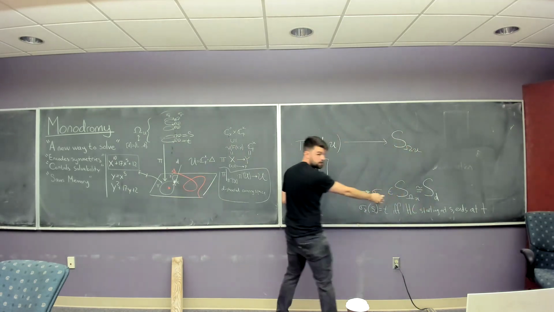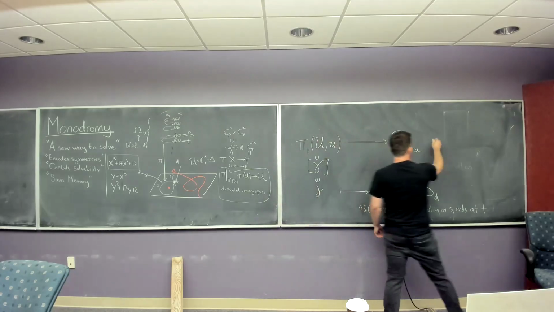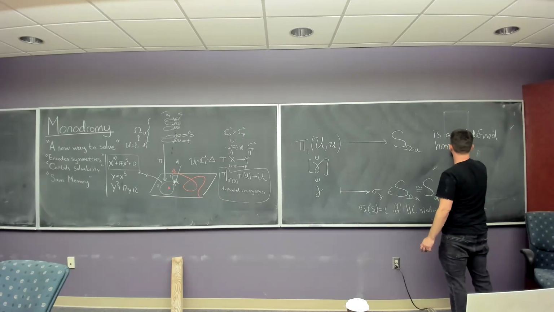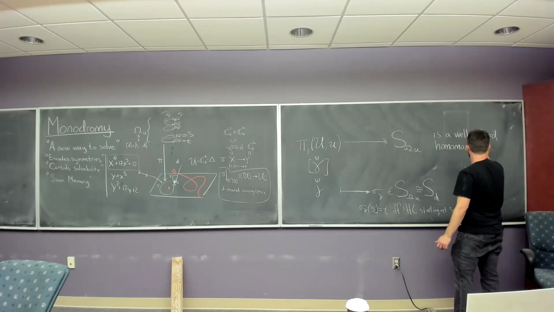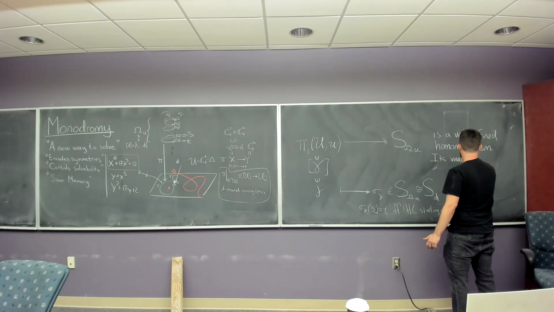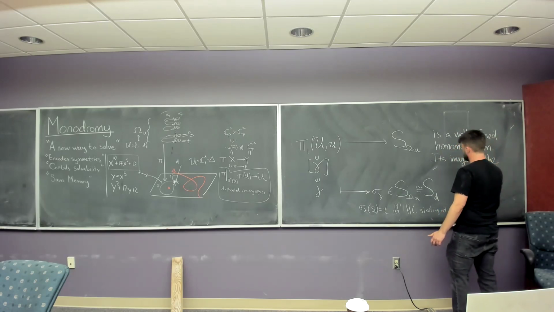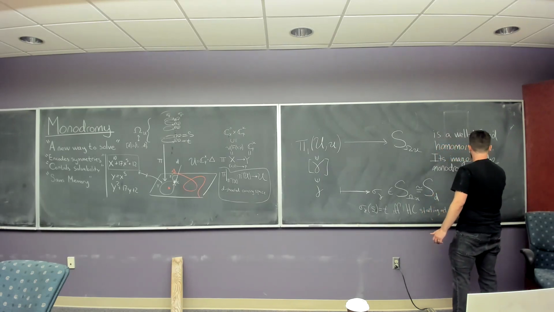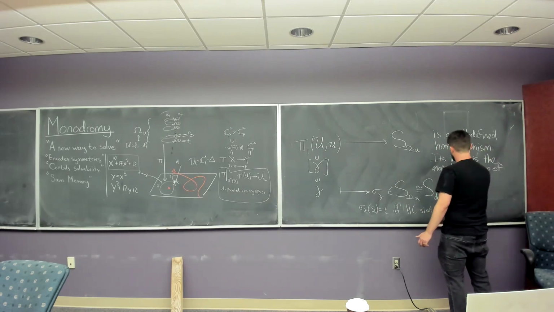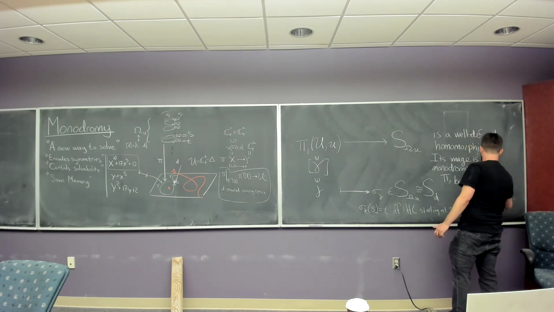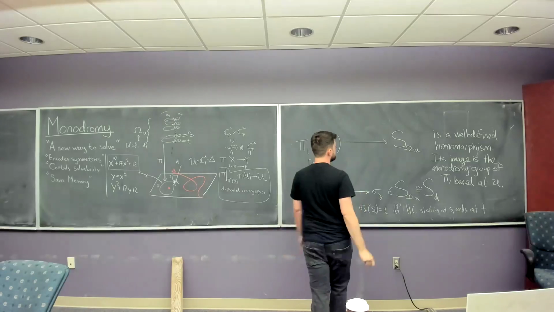So this is the definition of the map here. It is a well-defined homomorphism. Its image is the monodromy group of pi based at P. Okay.